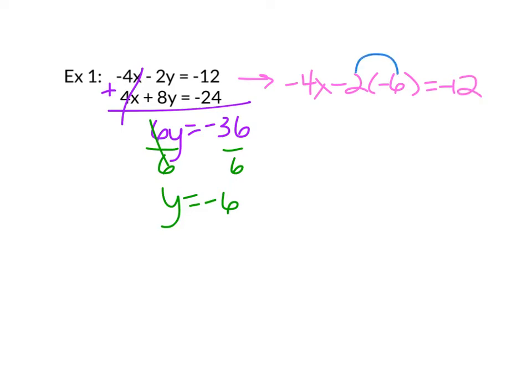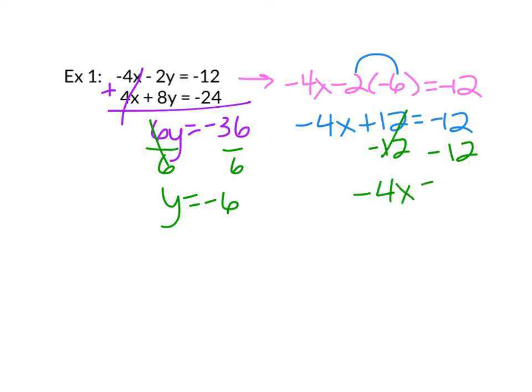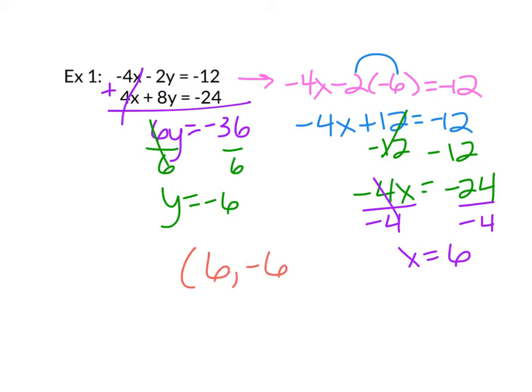So first I'm going to distribute the negative 2 to the negative 6. That gives me positive 12. Now I can move my 12 over to the other side, so minus 12 minus 12. I get negative 4x equals negative 24. And then I can divide both sides by negative 4. So we get x equals positive 6. So I'm going to write my final answer as an ordered pair. X first, 6, comma, negative 6. And that is my solution.